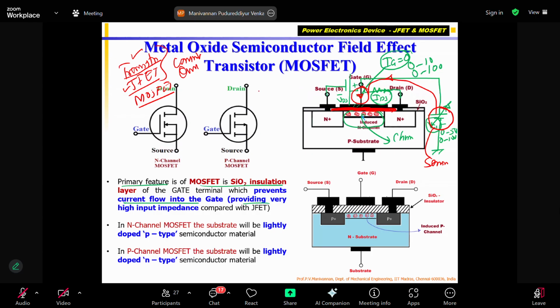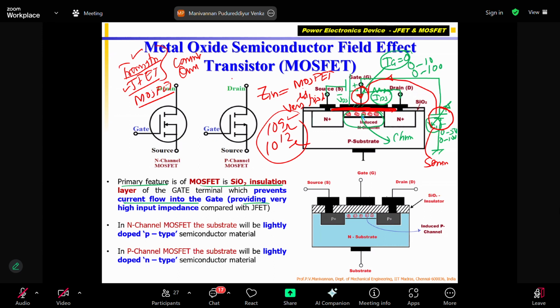We'll say that the Zin of MOSFET is very high. Generally, how much? Very high. 10 power 9 ohms or 10 power 12 ohms also. Correct? That means 10 giga ohm or 1 giga ohm, 5 giga ohm. Correct? It can go to tera ohms also. Very high if the thickness of the insulated layer of the MOSFET gate is bigger.